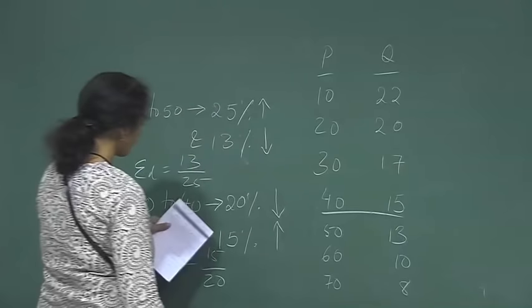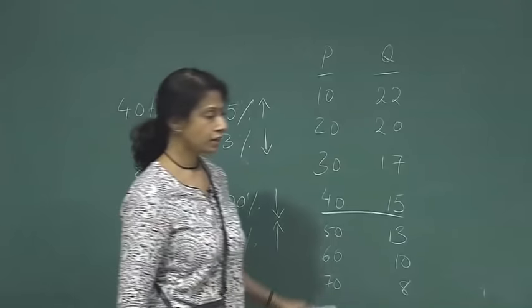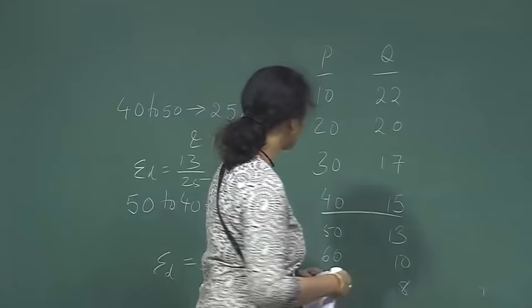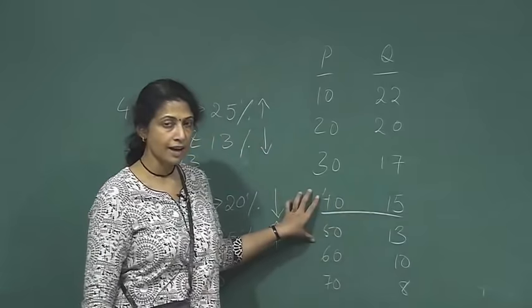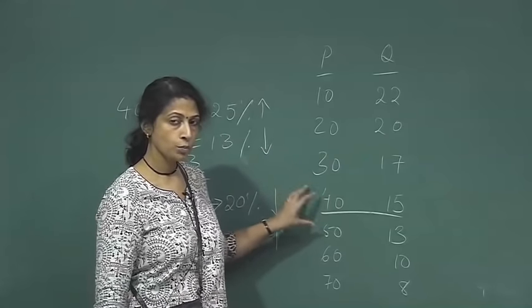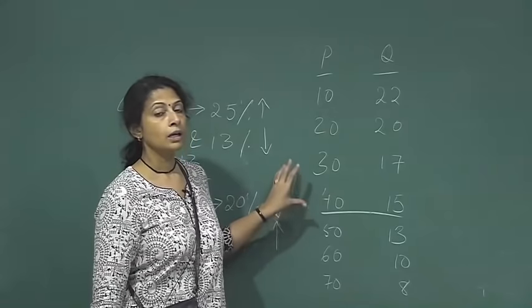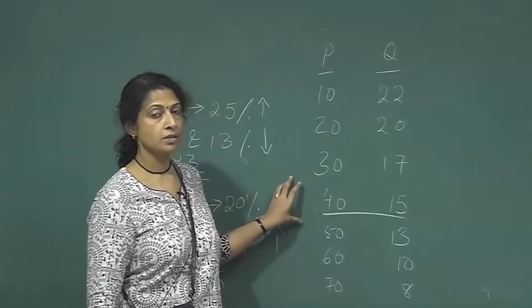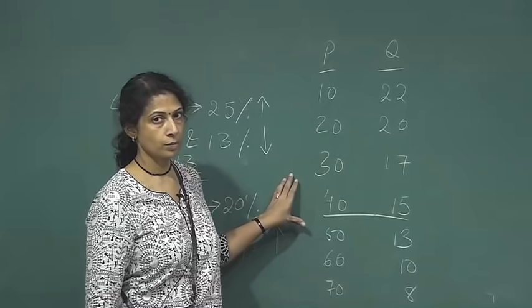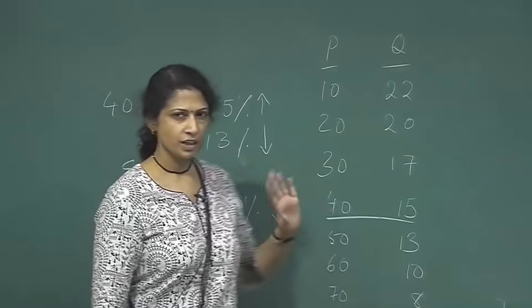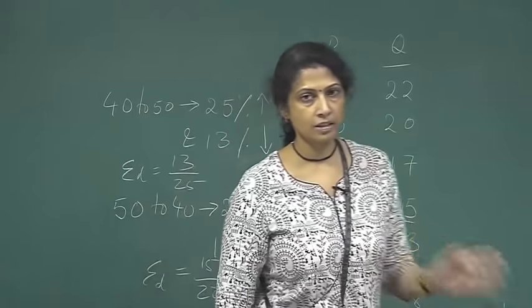15 by 20. So obviously they are not the same. So basically what that means is, the point at which I start calculating my price elasticity of demand is important in determining what the price elasticity of demand is going to be. So that makes things a little complicated.